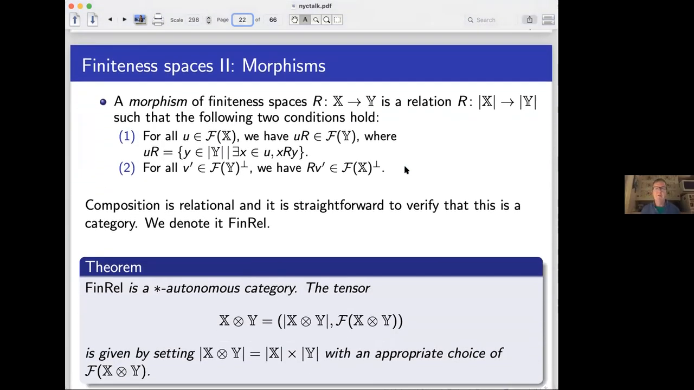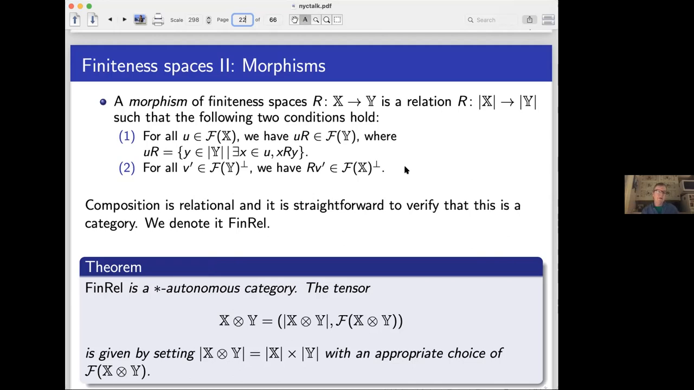So morphisms are going to be relations. So a morphism of finiteness bases is going to be a relation such that if you give me a finitary thing in X and I relationally compose it with R, I get a finitary thing in Y. And going back in the opposite direction, if you give me something in F of Y perp and I precompose with R to get back into X, that has to be in F of X perp. So going forward, finitaries go to finitaries, and going backwards, cofinitaries go to cofinitaries. Okay?